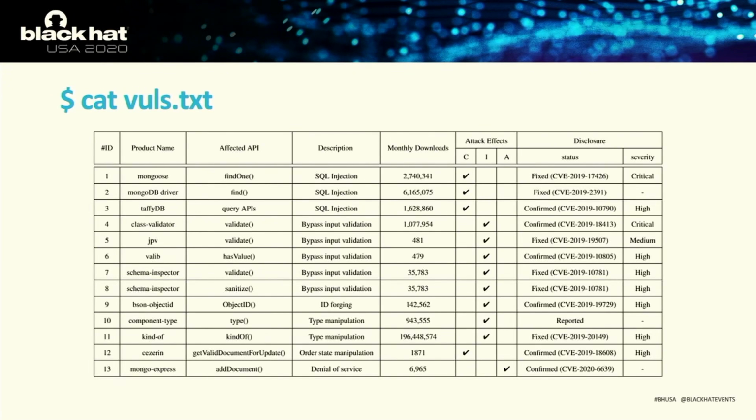First of all, let's take a quick look at the new vulnerabilities we found. In total, we found 13 zero-day vulnerabilities in widely used programs. Many of them have more than 1 million downloads, such as MongoDB official drivers, class validators, and so on. These bugs can be exploited to launch serious attacks, such as leaking credentials and user data, bypassing security checks, and denial of service. So this is pretty much the big picture of our research.